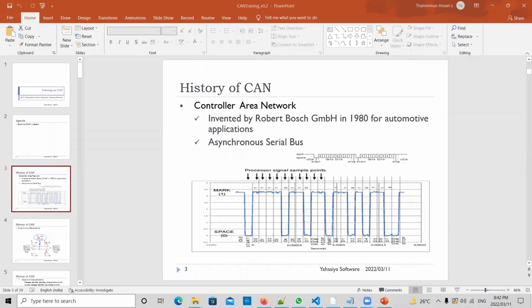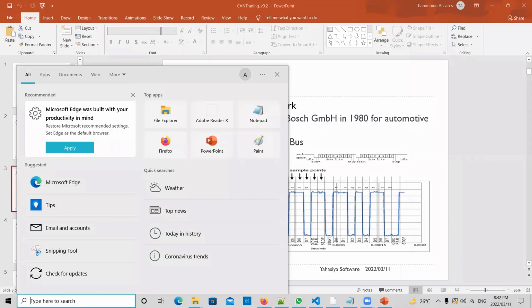Let me draw a diagram so that you will understand. Most of you have used USB interfacing devices like a mobile charger or data reader from the mobile. Every one of you is using USB-based devices. All USB-based devices use something called Universal Serial Bus, USB. The mother of that one is RS-232. So what is RS-232? First, let us know about that and then we will come back to CAN.